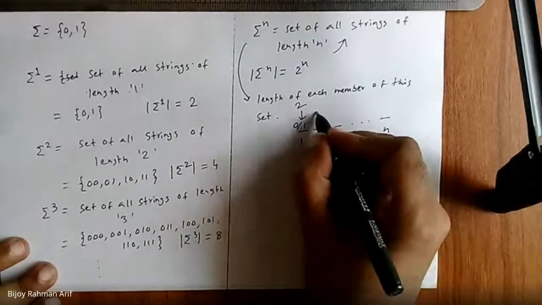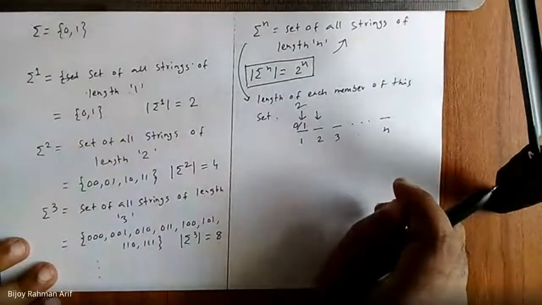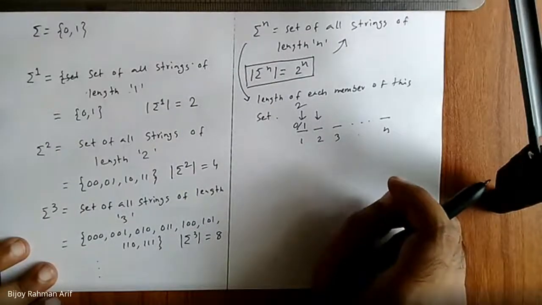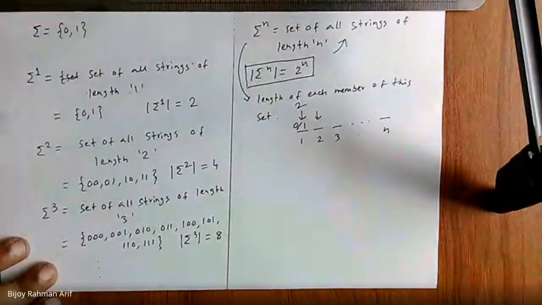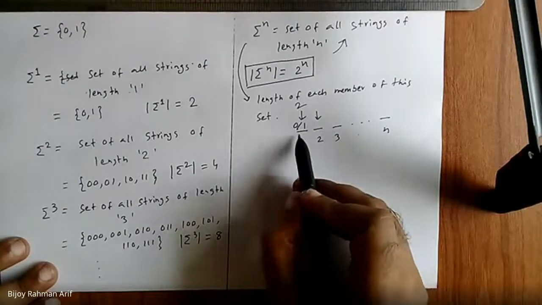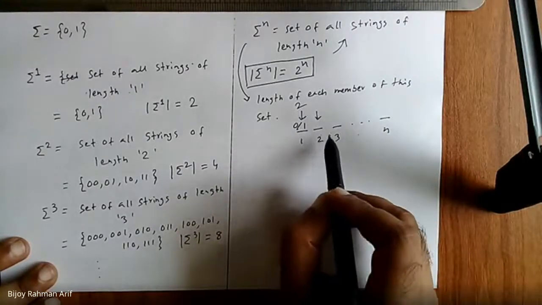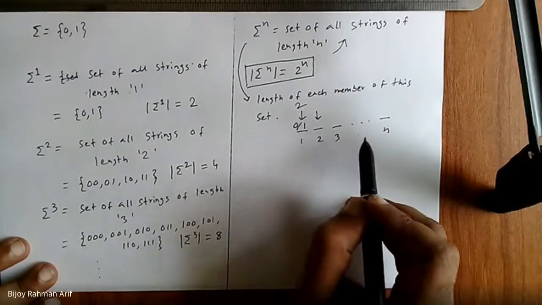How many ways can I fill the second block? I'm trying to prove the cardinality of sigma n is really 2 to the power n. How can I prove that? What is sigma n? Sigma n is the set of all strings of length n. So each string has a length of n. So let's consider this a generic template of the string. How many blanks do I need to fill up? N number of blanks, am I right?